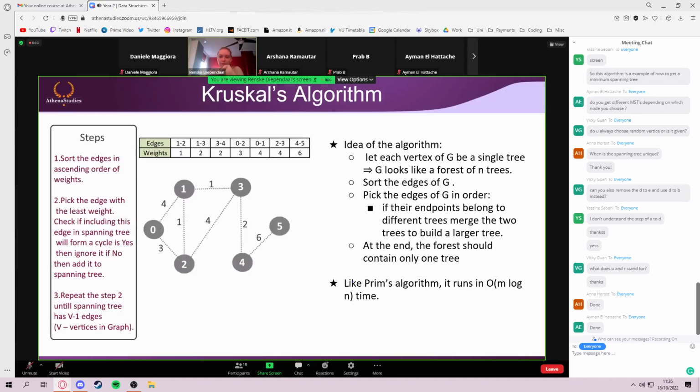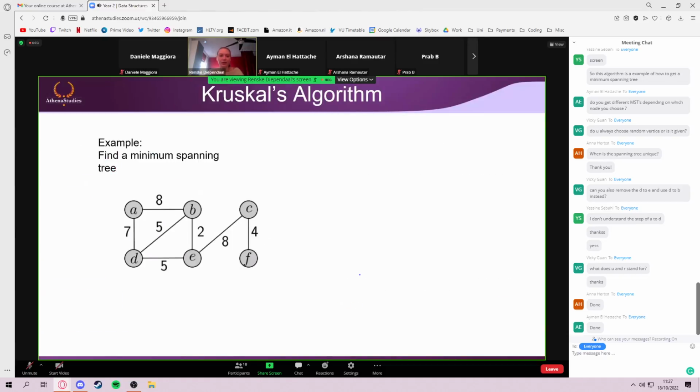Okay, so this sort of describes what we just saw, but I think the visual part is nicer. It also runs in the same running time as the Prim algorithm, and we'll do a little example. So we find the minimum spanning tree for this one.